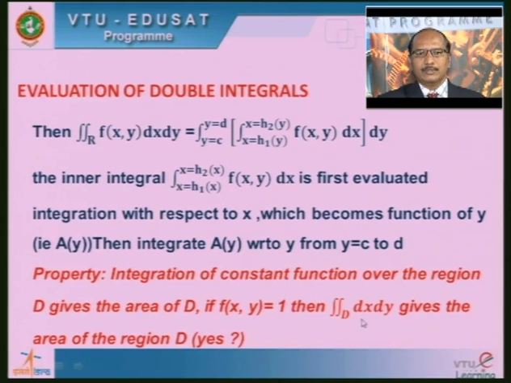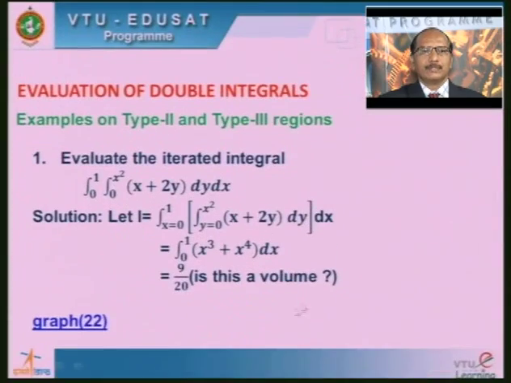Function is 1 means the height of the solid is 1 here. The height of the solid is 1, we have just added dx dy, the area of the rectangular region, which gives the area of the region in D. Now we consider the examples on type 2 and type 3 as we discussed here.